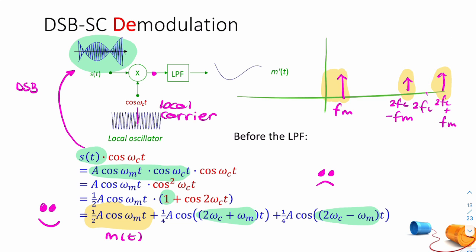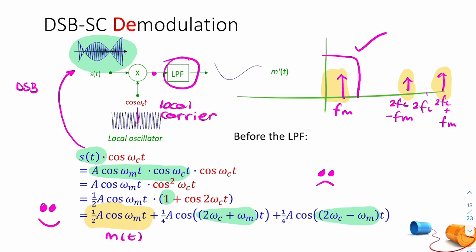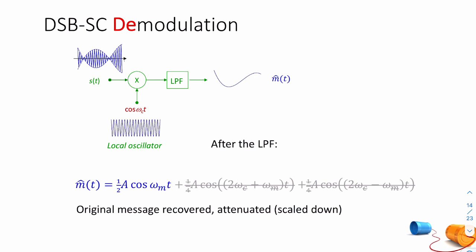So what kind of filter would we use to retain only our original message? We would use a low pass filter because it would allow this to stay and it would block this. So we use a low pass filter to block all these high frequency components. So here we have the high frequency components that are blocked by the filter. So our demodulator actually consists of a multiplier and a low pass filter, in addition to a local oscillator that has the same frequency and phase as the incoming DSB signal.